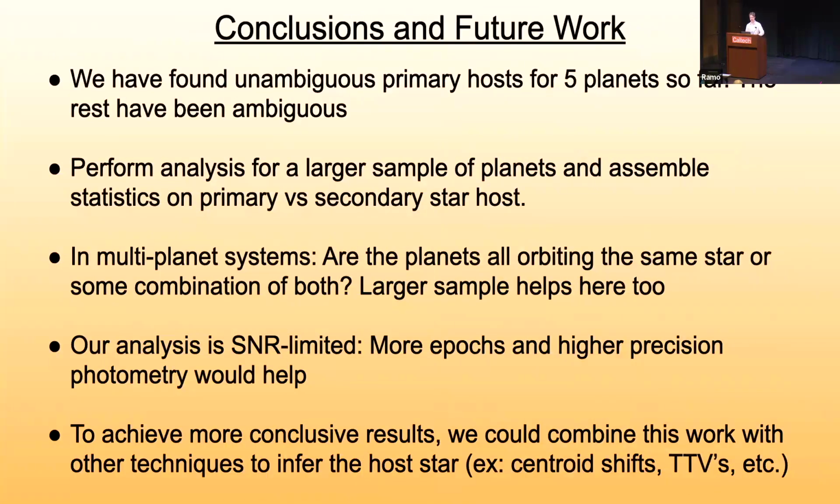As a conclusion, we have found unambiguous primary star hosts for 5 planets so far, so this technique can work. Admittedly, the rest have been ambiguous. I think a longer-term goal is to perform this analysis for a much larger sample of planets, ideally an order of magnitude larger. I could start to get statistics on primary versus secondary star hosts and start to actually compile a radius distribution for planets and binaries with this host star analysis done. And there are other questions that we could answer with a larger sample as well, like in multi-planet systems, are all the planets orbiting the same star, or is it some combination of both?